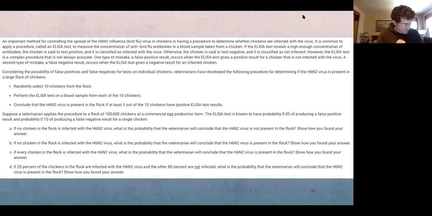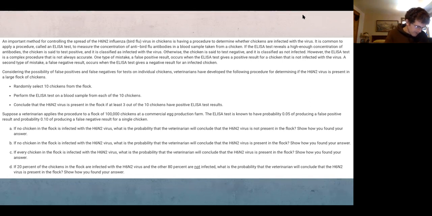All right, so let's look at this. We need to figure out the probability in a situation like this that we are going to get a positive result. Whether it's a true positive or a false positive, it doesn't matter. What's the probability we get a positive result? And for this, we need to use a tree diagram.